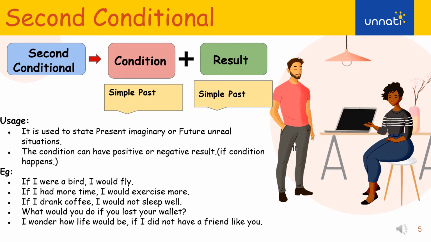I wonder how life would be if I did not have a friend like you. So it's again an imagination, maybe a big sigh of relief and stating, oh, I wonder how life would be if I did not have a friend like you. I wonder how life would be, simple past. I did not have a friend like you, simple past. Hence, a second conditional sentence. So I hope you now have some clarity on second conditional sentence.